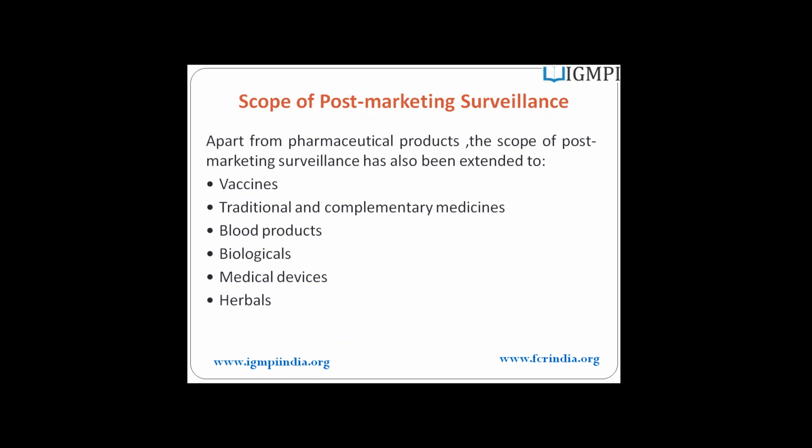Now, what is the scope of post-marketing surveillance? Apart from pharmaceutical products, the scope of post-marketing surveillance has also been extended to vaccines, traditional and complementary medicines, blood products, which is called hemovigilance, biologicals, medical devices, and herbals. Also to mention, post-marketing surveillance is also done in veterinary products, although this is a totally separate entity, but I have just mentioned it to stress the importance of post-marketing surveillance.